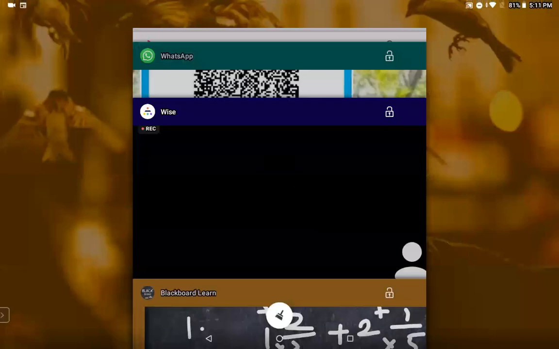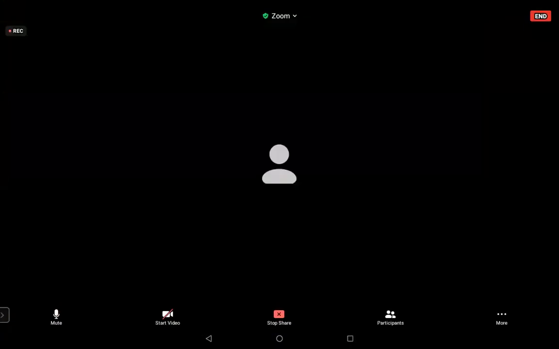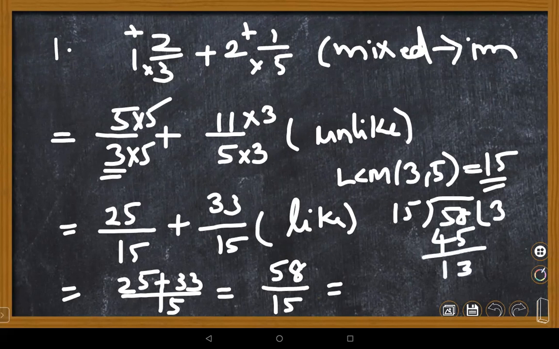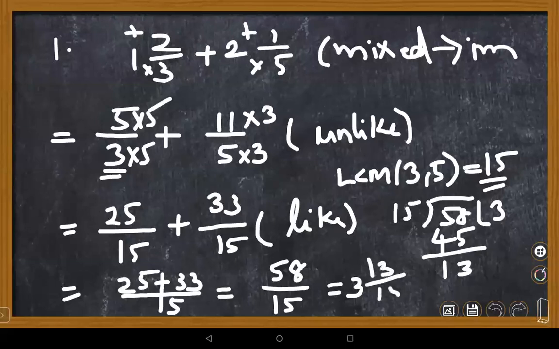Yes, Daksh, what answer did you get? Yes, ma'am, I got the answer 3 13 by 15. So 5 threes are 45, and if you subtract, this is 13. So 3 13 by 15. Very good, Daksh. Good job. Go with the second bit, Daksh.